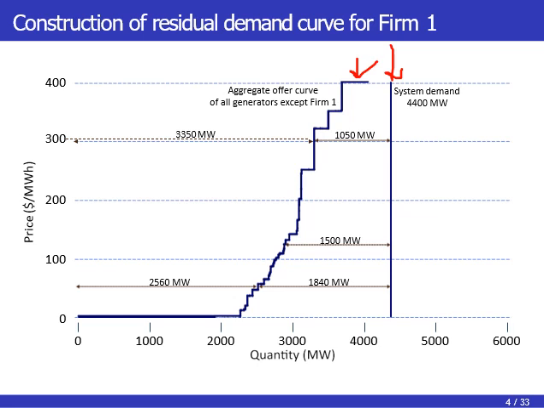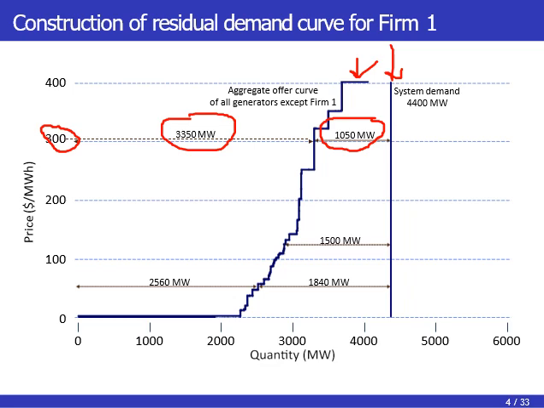So all the other generators, what they're willing to supply at, let's say, $300 is 3,350 megawatts. The difference there is going to be 1,050 megawatts, the difference between the system demand and what they're willing to supply. So this is the leftover. What's the residual demand for firm 1? Because this aggregate offer curve does not include firm 1, what's left over here, how much is demanded at that particular price, is left over for firm 1. So that's where we get the residual demand from.